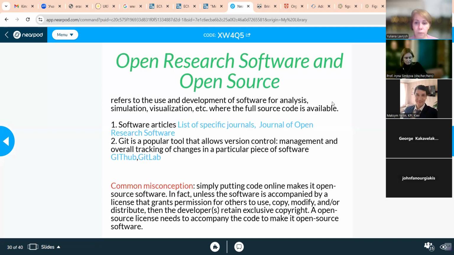Next, open science practice is open research software and open source software. When you conduct your research, sometimes you need software to calculate some statistics, or to perform some kind of, I don't know, measurement. And you just search for software, and then when you publish and make your data open, you have to mention which software you've used.